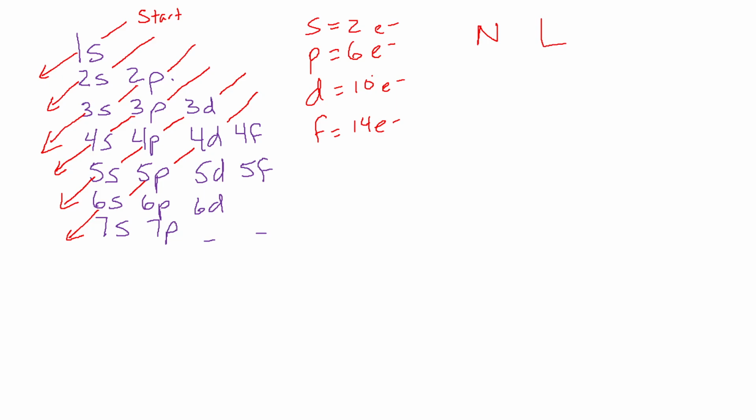Nitrogen, if you look on the periodic table, is number 7. That means it has 7 protons. And if this is neutral nitrogen, it would also have, to balance it out, 7 electrons. And that is what we need to fill.